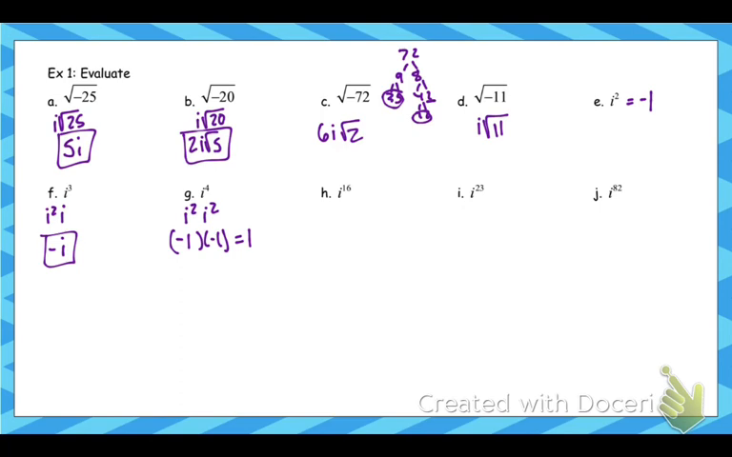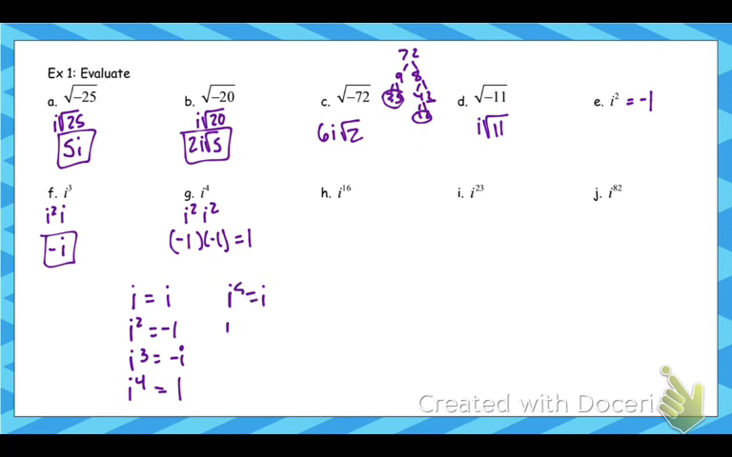So now what we know is that i to the 1st is just i. i squared is negative 1. i to the 3rd is negative i. And i to the 4th is 1. Well, what's really cool about this is that now let's look at, for example, i to the 5th. If I were to use my exponent rules, i to the 5th is the same thing as i to the 4th times i. Well, i to the 4th is just 1. So i to the 5th is i.